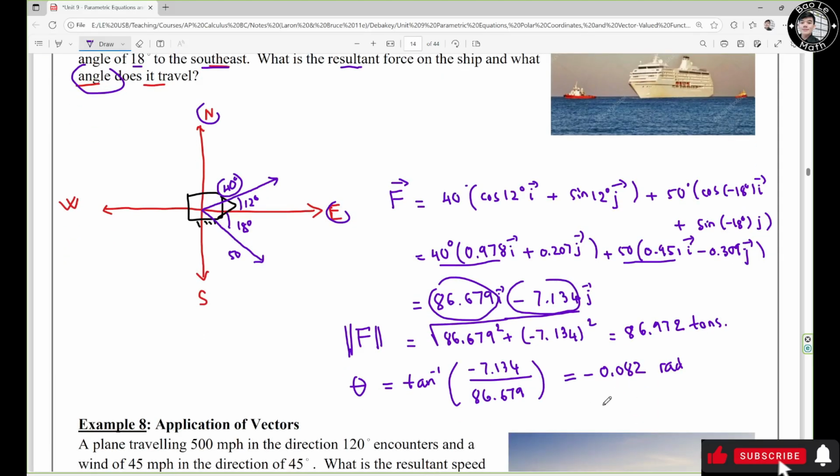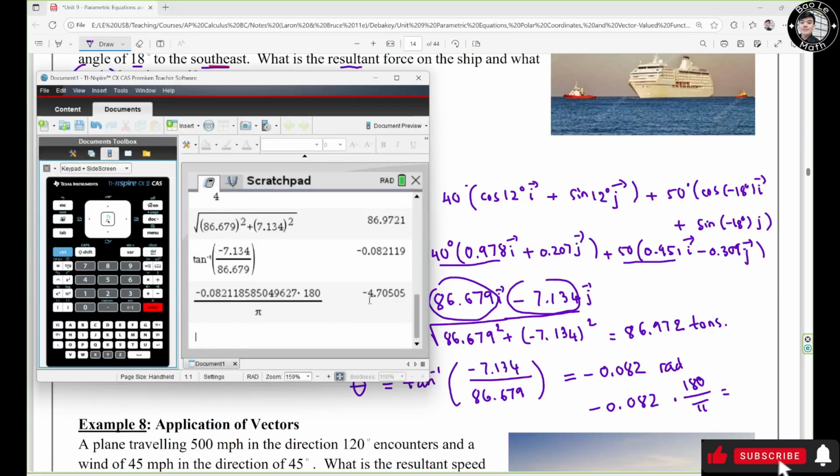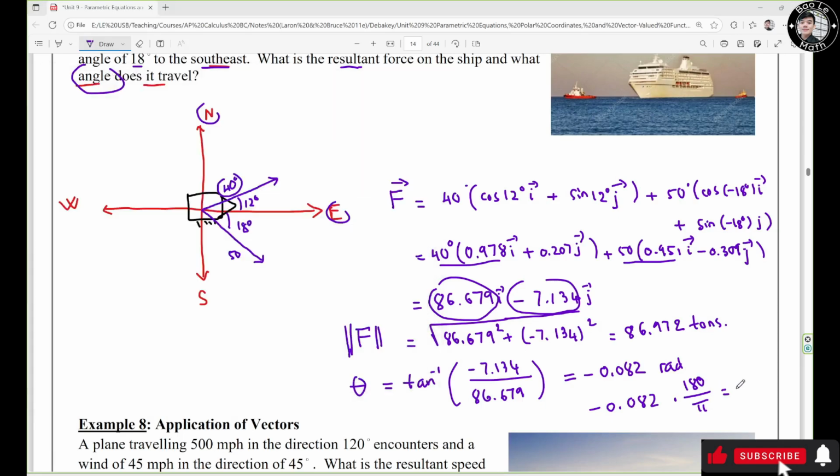Now if you want to convert this one to degrees, you just multiply by 180 and divide by pi, right? So you have negative 0.082 multiplied by 180 divided by pi. The answer is negative 4.705. So you see that it's going to be negative, right? So you need to say that the disabled cruise ship will move 4.705 degrees south of east, which is this direction right here, right?